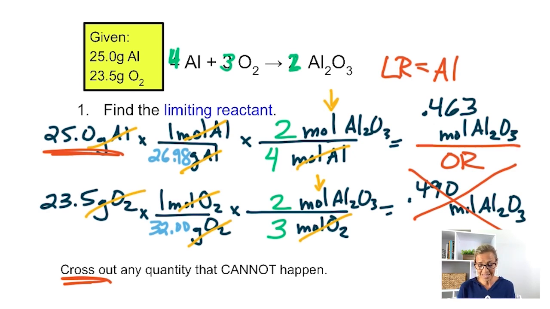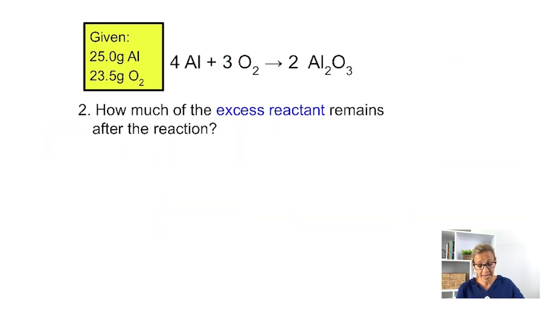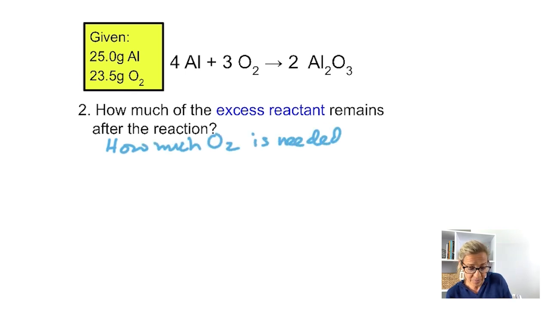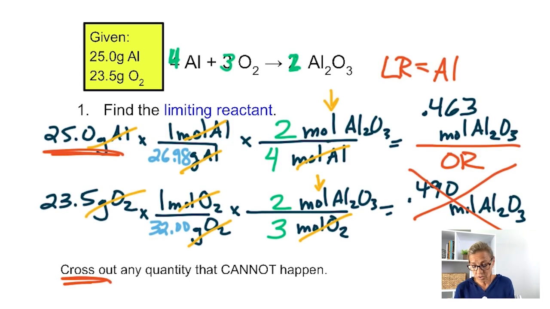All right, the next thing we want to do is talk about excess. So how much excess reactant is going to be left over? Well, it's going to be oxygen. First I want you to find out how much is needed. So let's say how much oxygen is needed to give us that quantity right here. That's the amount of product we should produce.